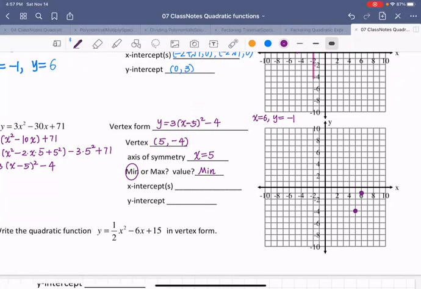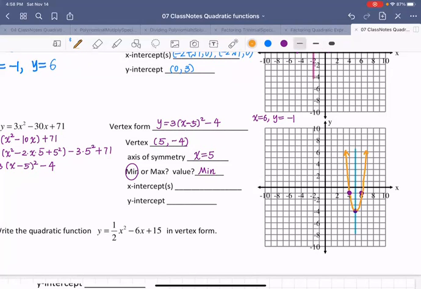The vertex includes the axis of symmetry, right? So they have this, correct? And then you have a reflection, so the point is also on this side, correct? Now we can connect. Okay, let's calculate the x-intercept.